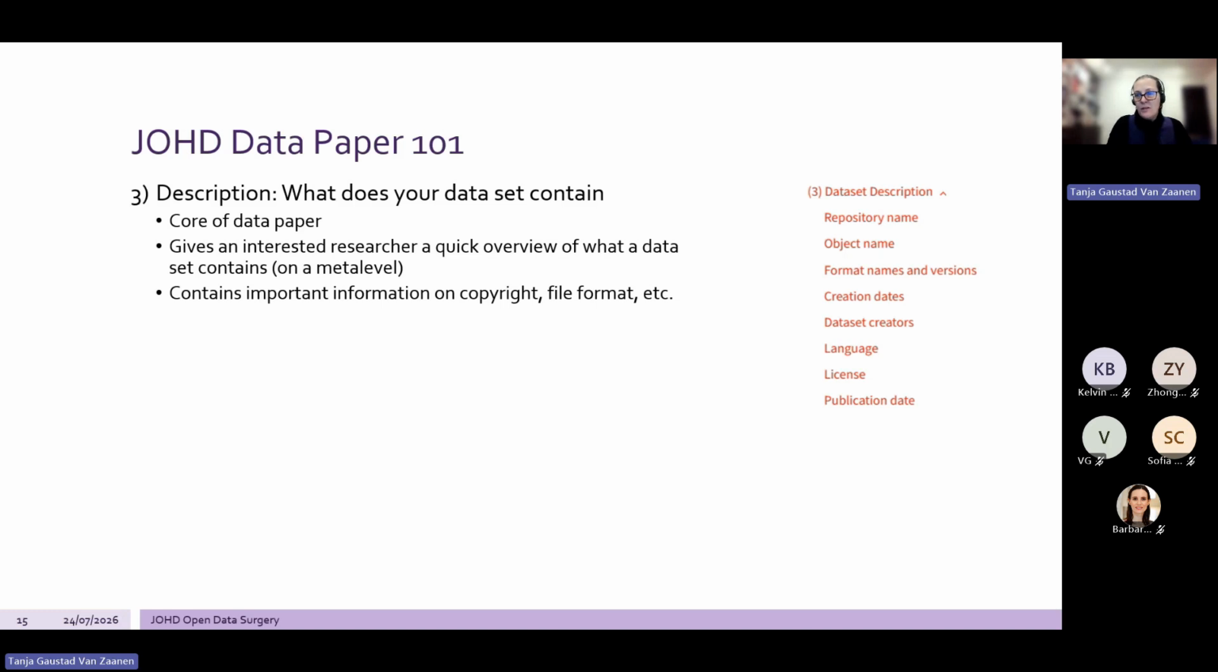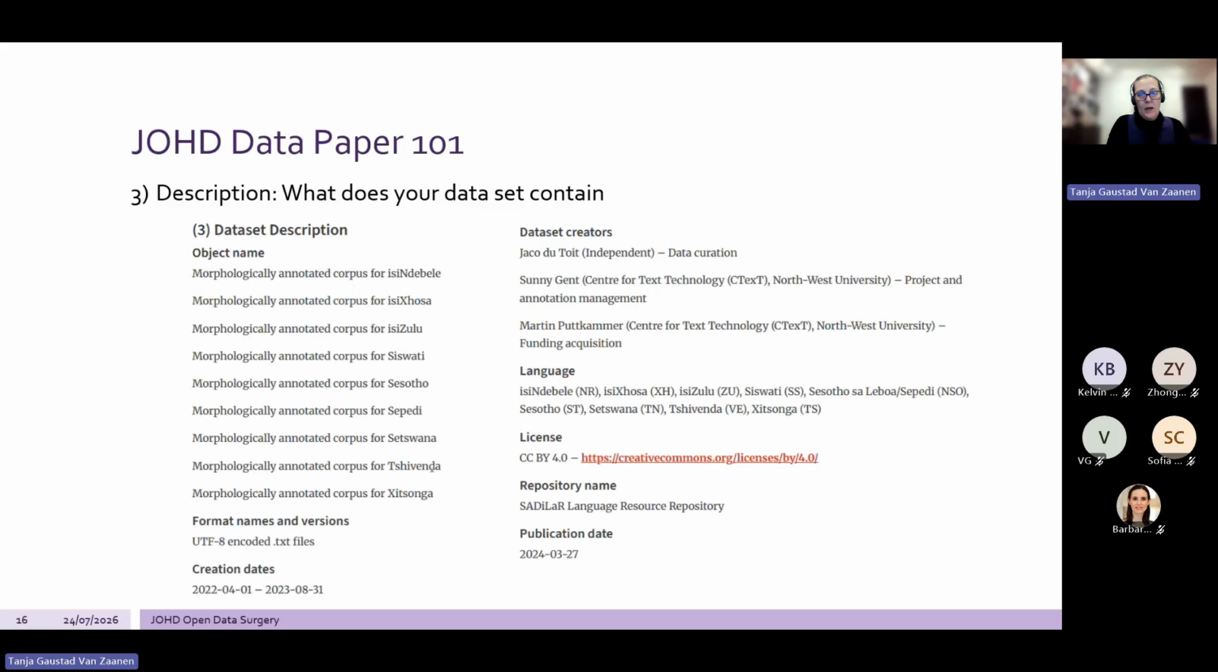So on the right-hand side there, you see the different subsections that you get in the dataset description. And this is the example of one of my papers where you get the object name. We detail the format names, like what type of files do you have? Is it TXT? Is it Excel? Is it CSV files or something like that? When it was created, who created it, languages, and then licensing, which is very important, and the repository name, like where did you deposit your data?